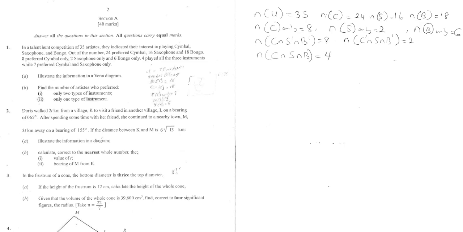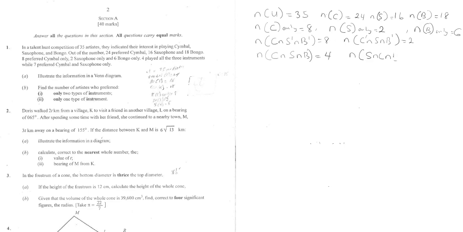And then the other thing that is very, very important to take note of: they said 7 prefer cymbal and saxophone only. So the number of people that prefer cymbal and saxophone, I write saxophone first, then cymbal second, doesn't matter. Then the intersection, what?